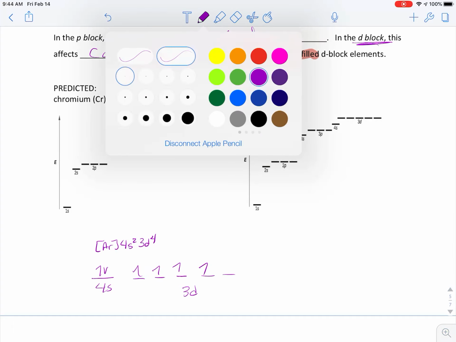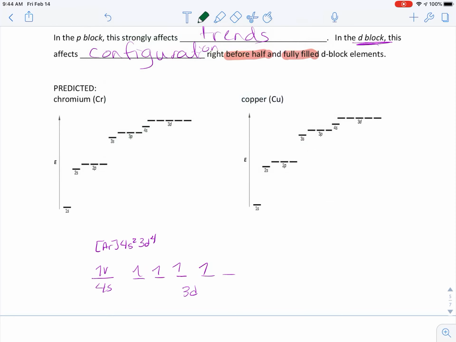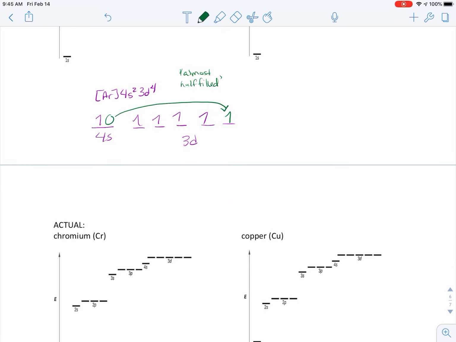So the thing is, though, there's some major stability going on for the d block. If you take this electron, and if you get rid of him here, leave a hole. Do you see the hole? Leave the hole, and you move him over to here. That actually happens, because remember, they're really close to each other. But it only happens when you are almost half filled. I showed you the columns.